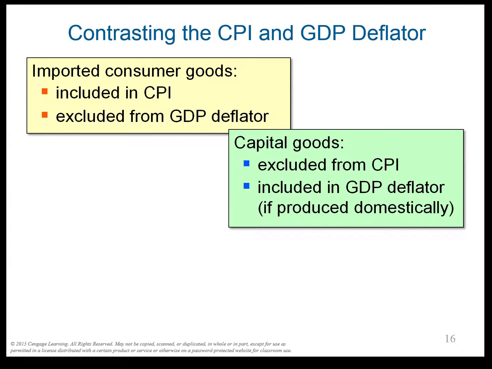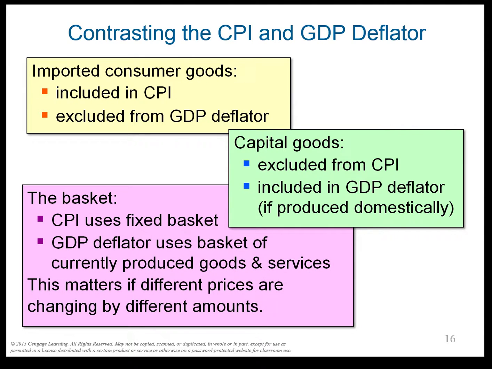Okay. Also, capital goods. Investment purchases made by companies are not in the household's basket, but they are in the GDP deflator if they're produced domestically, so it'll make the GDP deflator go up. Basically, the idea here is CPI uses a fixed basket of household goods. The GDP deflator uses a basket of everything that's being produced in the nation. Okay, and so if the prices are changing by different amounts, then we might have slightly different reports from both the CPI and the GDP deflator.